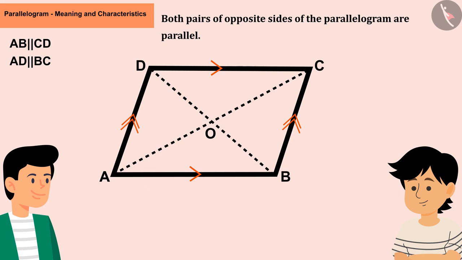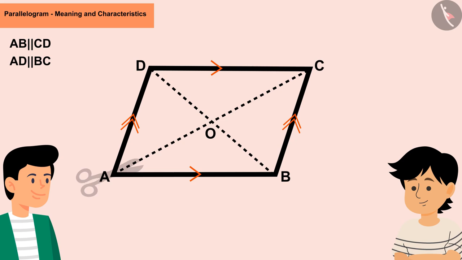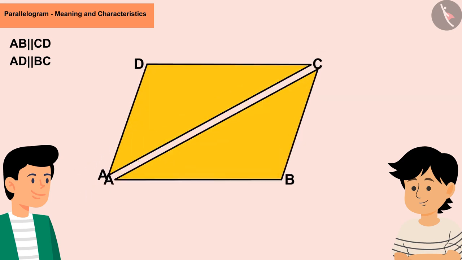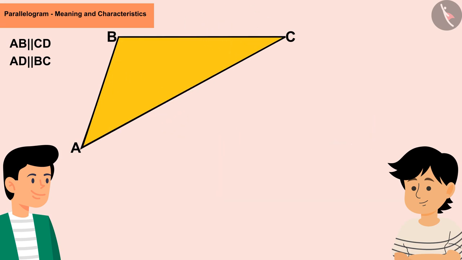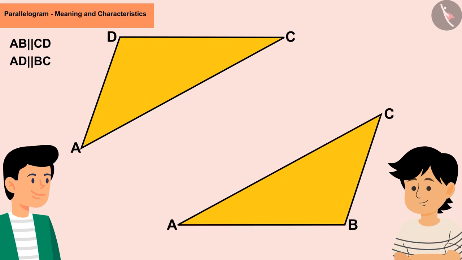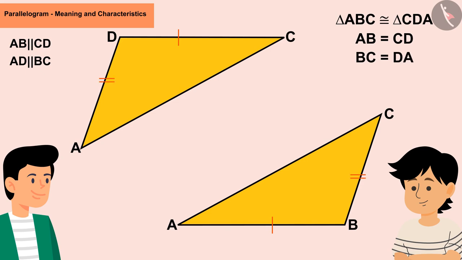Now, if we cut this quadrilateral with respect to the diagonal AC in this way, we get two triangles ABC and ADC. By placing one triangle on top of the other, you can see that the triangle ABC completely covers the triangle ADC. Consequently, we can say that the two triangles are mutually congruent, with the help of which we get to know that the sides AB and CD and BC and DA will be of equal measure. Also, angle B and angle D will also be of equal measure.